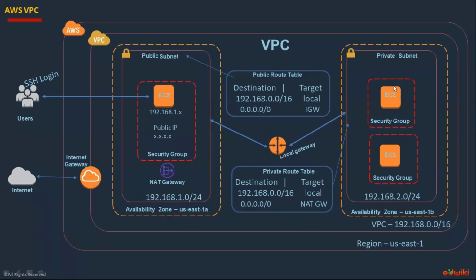So now when it is trying to connect to the internet, the private server will be sending the request to the NAT gateway saying, hey, I want to connect to the Amazon repositories to download the packages.